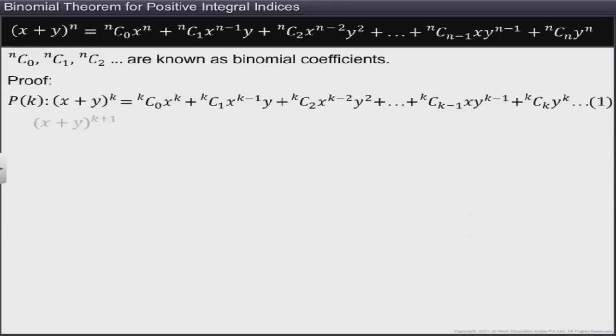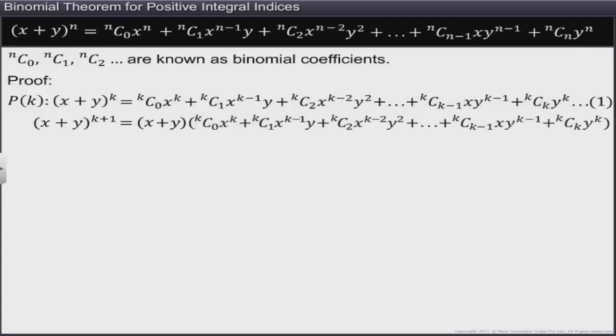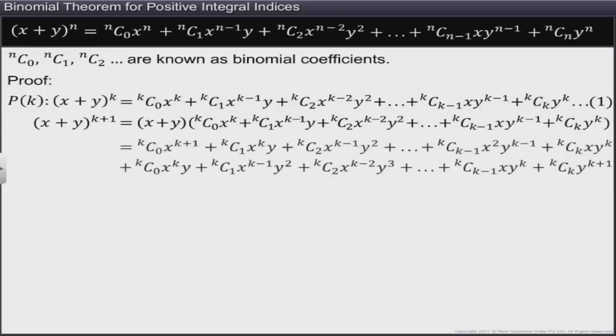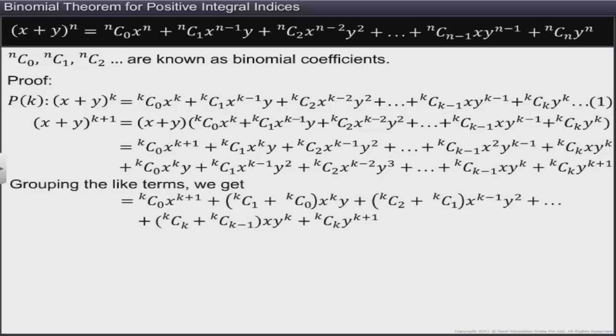Consider (x + y) whole raised to the power k plus 1. (x + y) whole raised to the power k plus 1 can be written as (x + y) multiplied by (x + y) whole raised to the power of k. Here, we substitute the value of (x + y) whole raised to the power of k. Now, let us write the product of these two expressions. After grouping all the like terms, we get this expression.